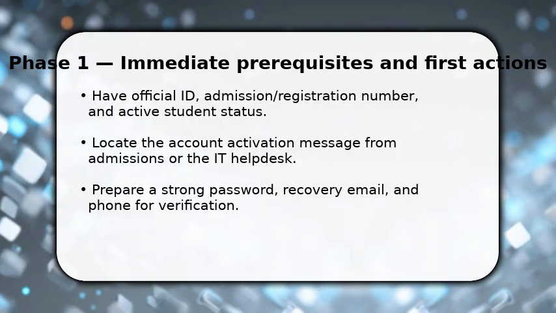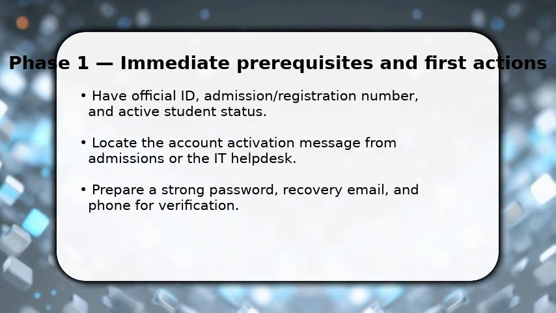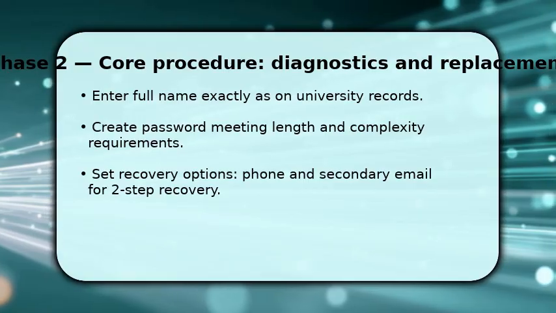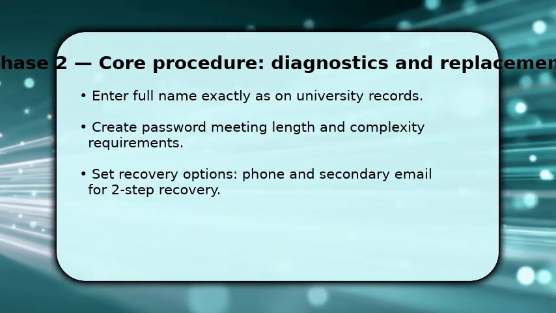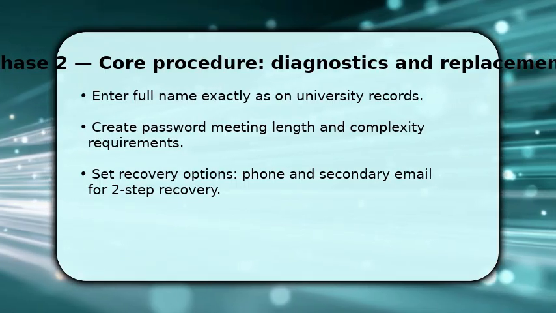Use a recovery email and phone now. Verification happens immediately, so be ready to receive codes and confirm ownership. Once the portal accepts your identity, you proceed to detailed fields: full name, admission number, and program. You must match university records.